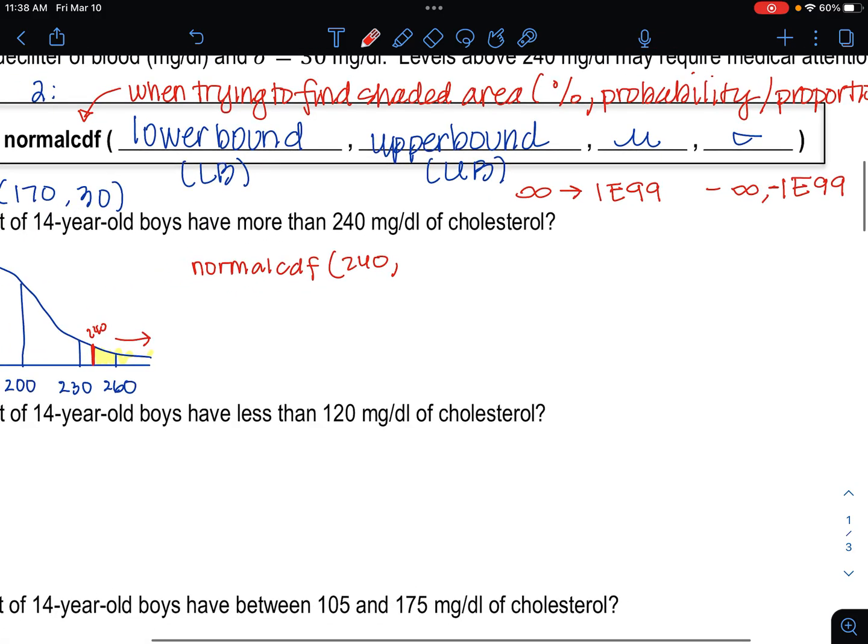So our upper bound is infinity, so we're going to use 1E99, comma, our mean, which is 170, and our standard deviation, which is 30. All right, so now we need to put that in our calculator. So I'm going to pull out my calculator, put it over here to the right.